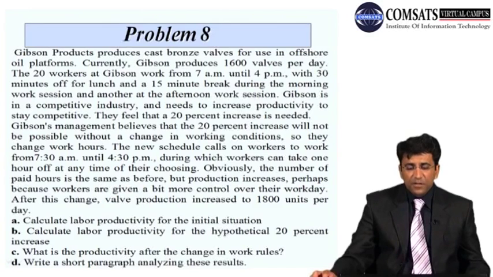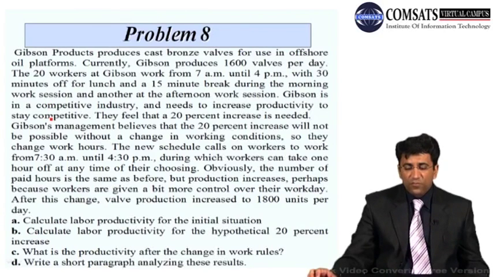Now Gibson is in a competitive industry and needs to increase productivity to stay competitive. They feel that a 20% increase is needed. Gibson's management believes that the 20% increase will not be possible without a change in working conditions. So they change work hours. The new schedule calls on workers to work from 7:30 a.m. until 4:30 p.m., during which workers can take 1 hour off at any time of their choosing. Obviously, the number of paid hours is the same as before, but the production increases, perhaps because the workers are given a bit more control over their workday.